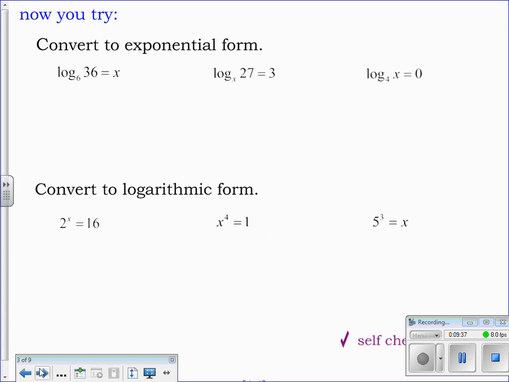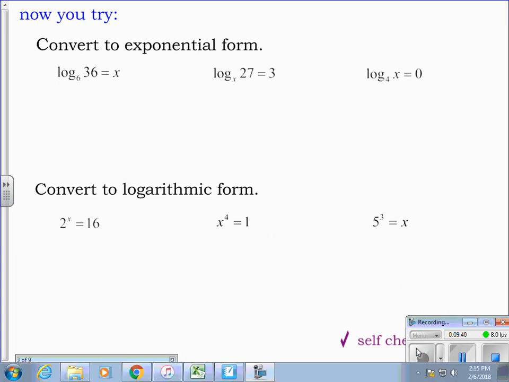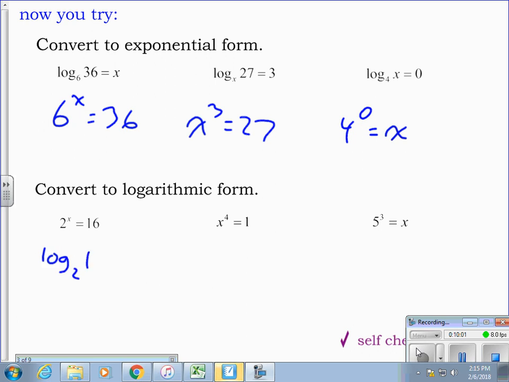So, your turn, do these. Okay, so after our other side discussion, it should be easy. So 6 to the x is equal to 36. x cubed equals 27. 4 to the 0 power is equal to x. Log base 2 of 16 equals x. Log base x of 1 is equal to 4. And log base 5 of x equals 3. That's what you should have for this.